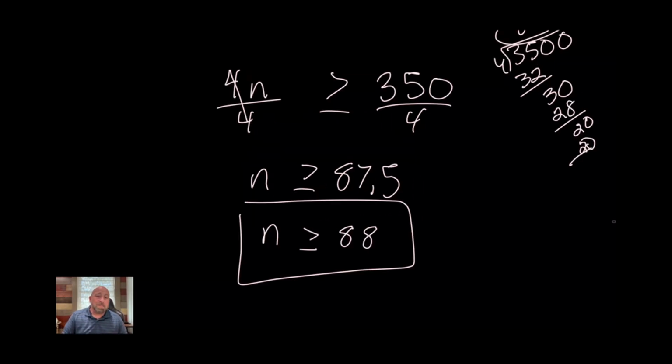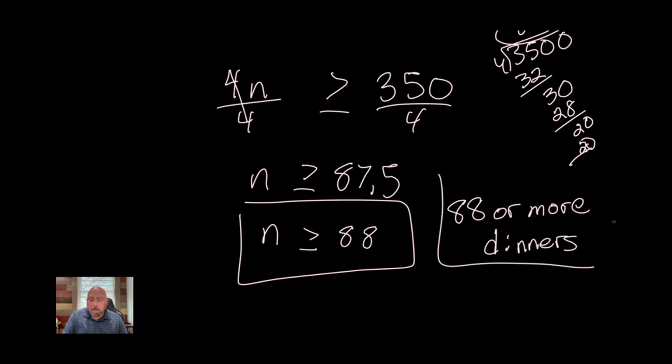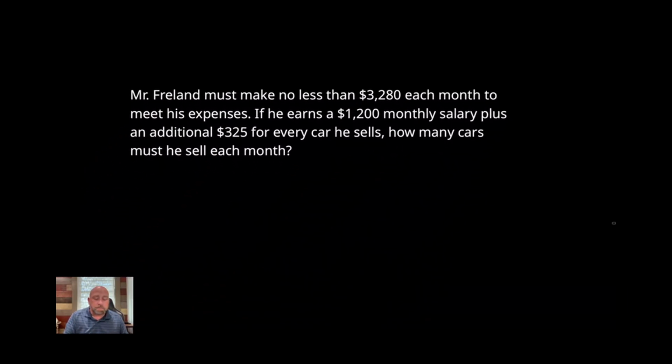And probably the best way to write this answer would be 88 or more dinners. Okay. So that would be what you'd have to sell. If you sold 87, you didn't sell enough. If you sell 88, then you've made your $350. Okay? So here's the next one.